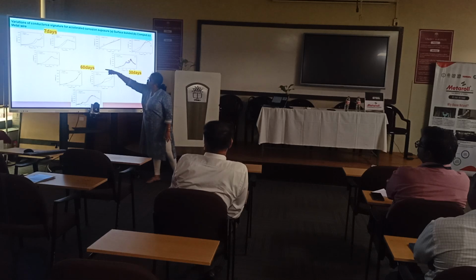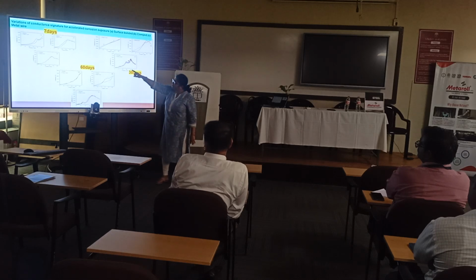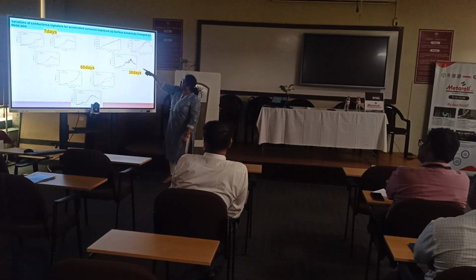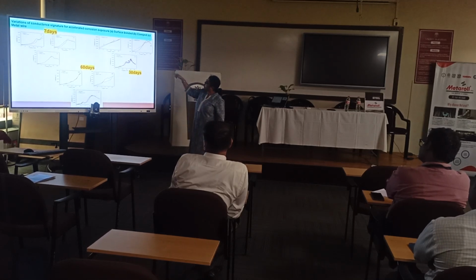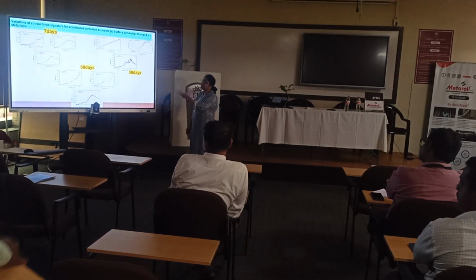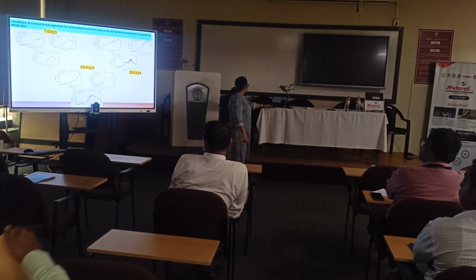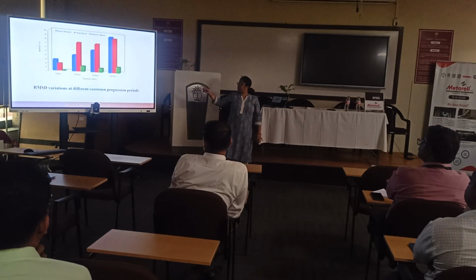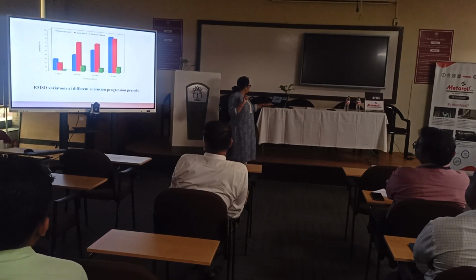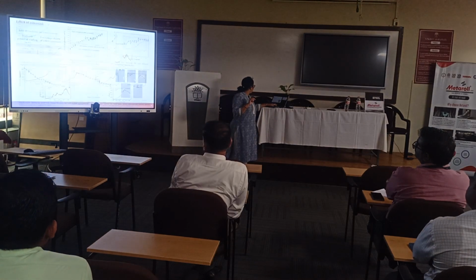The three configurations are: A is the surface bonded, B is the clamp-based, and C is the metal wire. If you see here, B and C configurations for all the signatures are really performing well, and so are the RMSD variations.